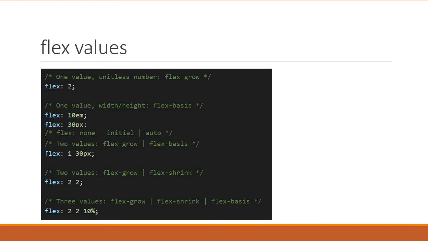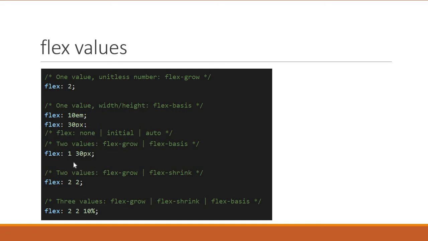The flex property can be specified using either 1, 2, or 3 values. With the 1 value syntax, the value must be either a unitless number, in which case it is interpreted as flex grow, or a valid value for width, in which case it is interpreted as flex basis, or it could be one of the keyword values, none, initial, or auto. Now, these three keywords have a set of predefined values for flex grow, flex shrink, and flex basis. Keep that in mind.